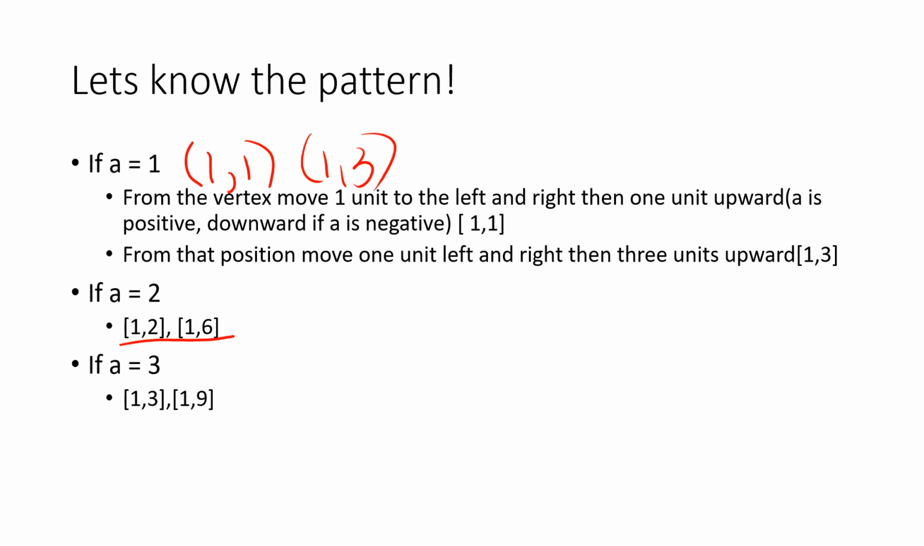1 to the left and right, then 3 units upward. 1 to the left and right, and then 9 units upward. Now, if a is n, then we're going to move 1, n, and then 1, 2 times the value of n. So, let's just have at least 5 values: the vertex and these 4 movements.